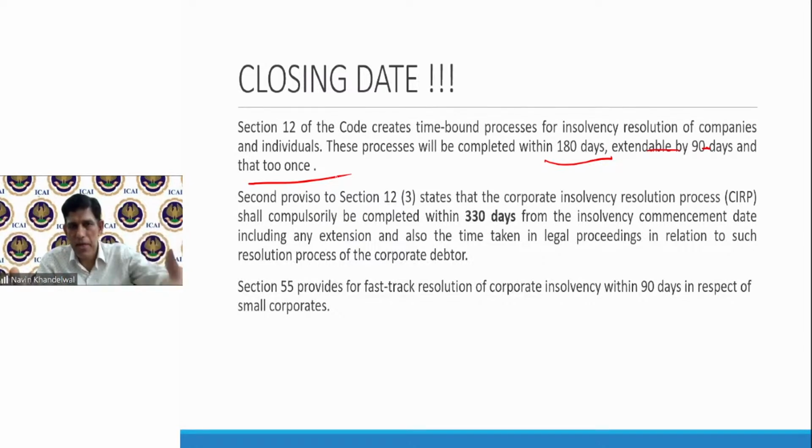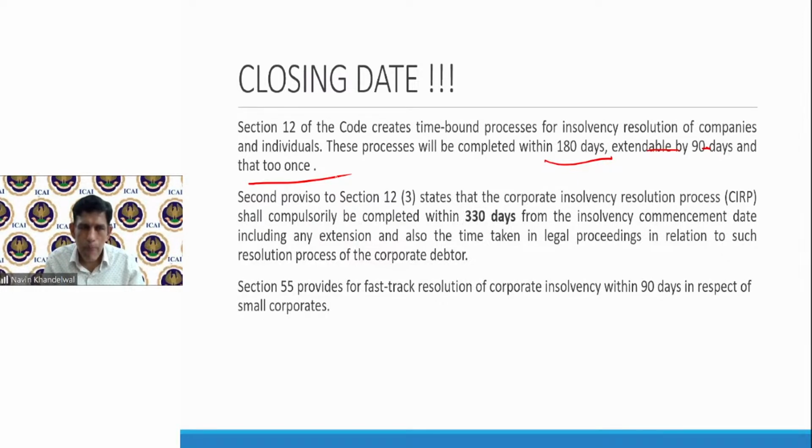You have to make an application that please extend this time period by 90 days because there are some things which are pending. We are evaluating the resolution plan, which is better, which is not good. And we need more time to do that. So citing certain reasons, you can extend it by 90 days maximum, but that too only once. You will apply, you will go to the court only once and say, sir, please extend this process by 90 days.